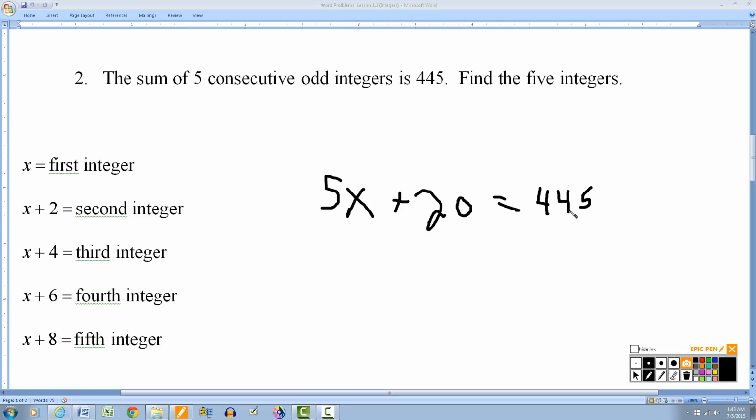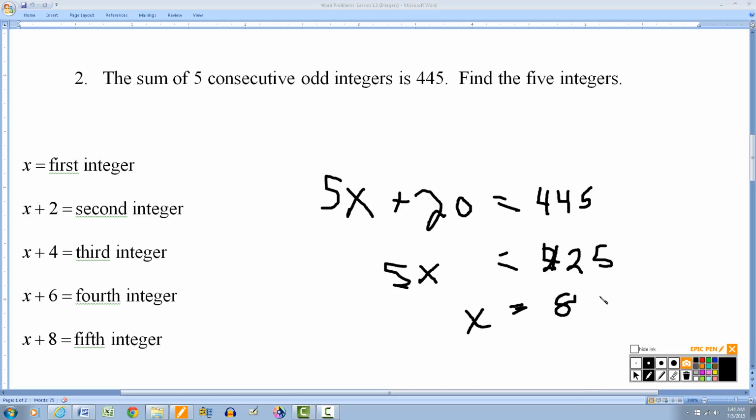Okay, and now we subtract 20 from both sides, so I get 5x, and 20 minus 20 gives me 0, and subtract 20 from 445. I'm sorry, this is a 4 here. So subtract 20 from that, this will be 425. And then I divide both sides by 5. So the 5 into the 5 is 1, so this gives me 1x or x. And 425 divided by 5 is 85.